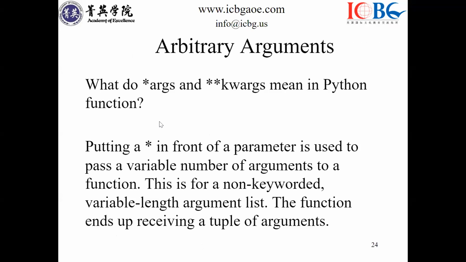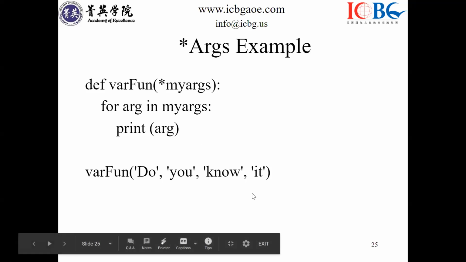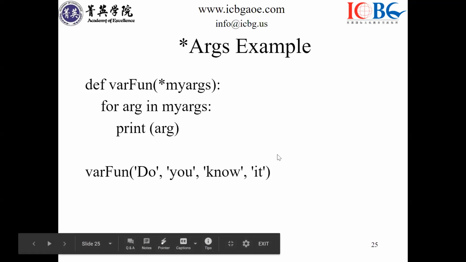Putting an asterisk in front of a parameter is used to pass a variable number of arguments to a function. This is for a non-keyworded variable length argument list, and the function ends up receiving a tuple of arguments. Essentially, if you do this, like my args, and then put in a bunch of random arguments, it just prints out each argument. So you can put in as many or as few arguments as you want when you have a variable number of arguments.